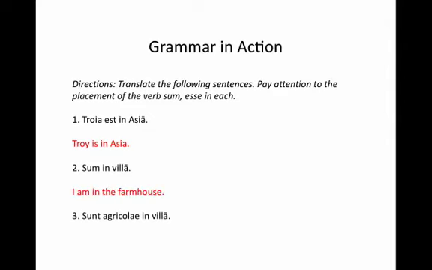Now, when we look at the third sentence, we have the verb to be in the first position again, and this time it's also in the third person plural. So this is going to be a demonstrative use of the verb to be. And this one says, there are farmers in the farmhouse.